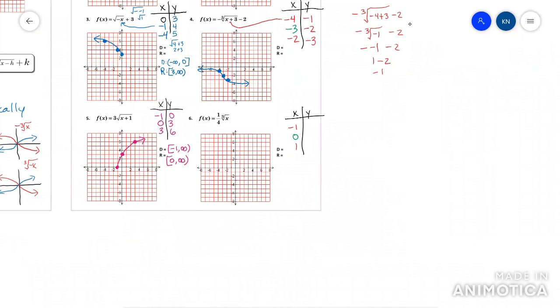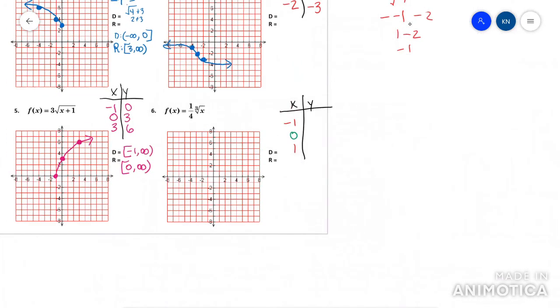And then this last one, I'm just plugging in these points. So you got 1/4 times the cube root, screen froze, hold on. All right, I think we're back.